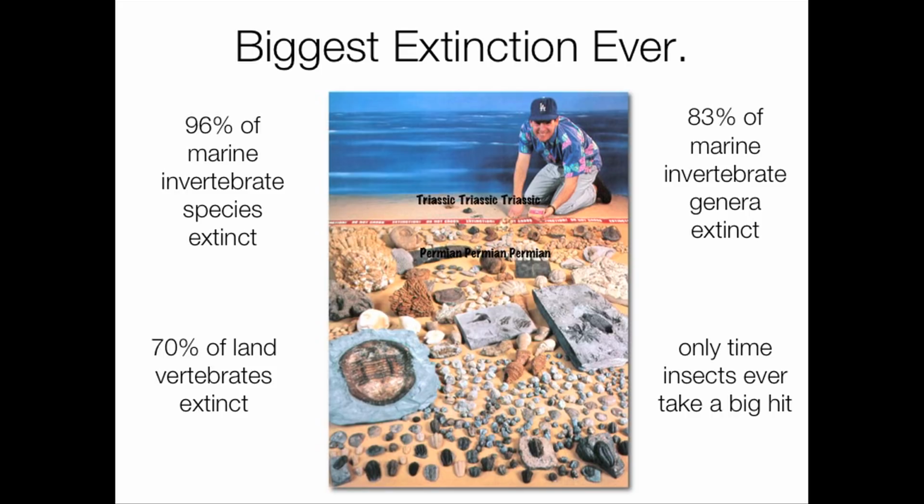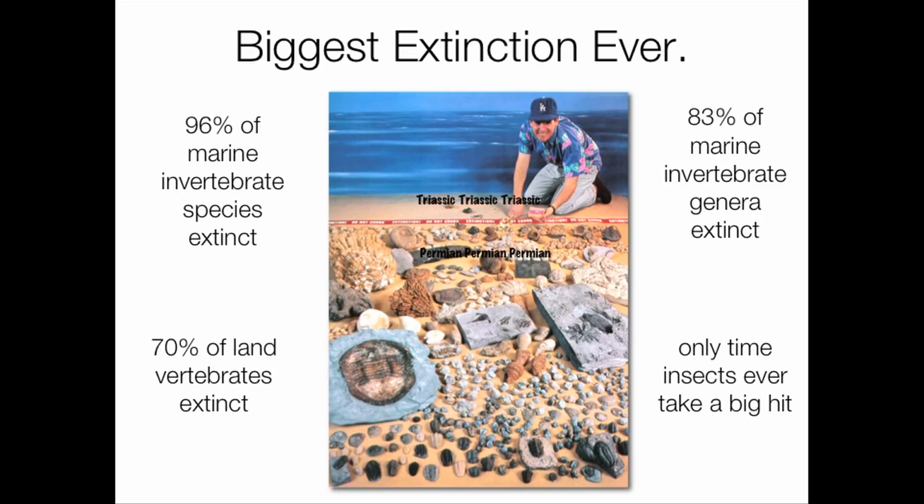It hit land vertebrates very hard. At this time we don't have dinosaurs yet, but we have lots of large amphibians, large reptiles, and proto-mammals living on the continents. It's the only time that we ever really see insects get hit by mass extinction.